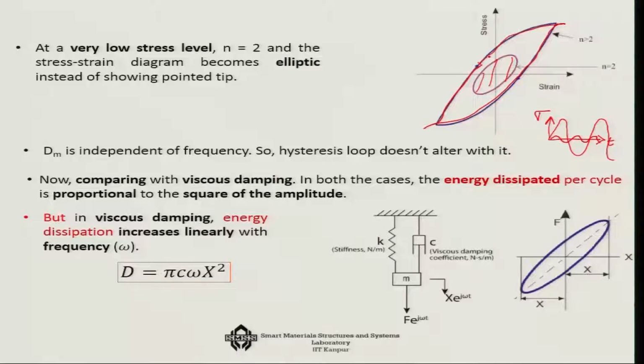And also the expression then becomes, instead of sigma to the power sigma square, it would become sigma cube. Now, one important thing in this discussion is that dm is independent of frequency. So, the hysteresis loop does not alter with respect to frequency. This is a very important property of structural damping.